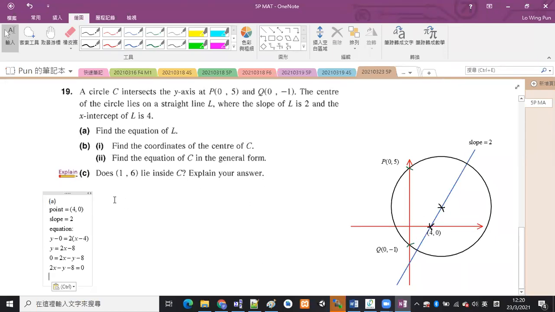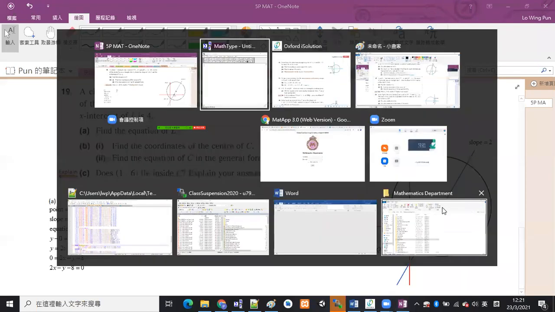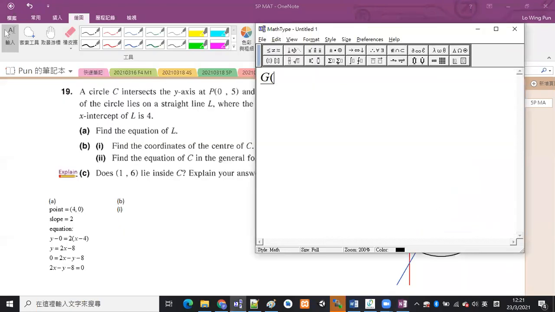And then part B. B1. Find the coordinates of the center C. Center C. Again, center of C, I mean, this point. Let us call this point G, with coordinates h and k first.